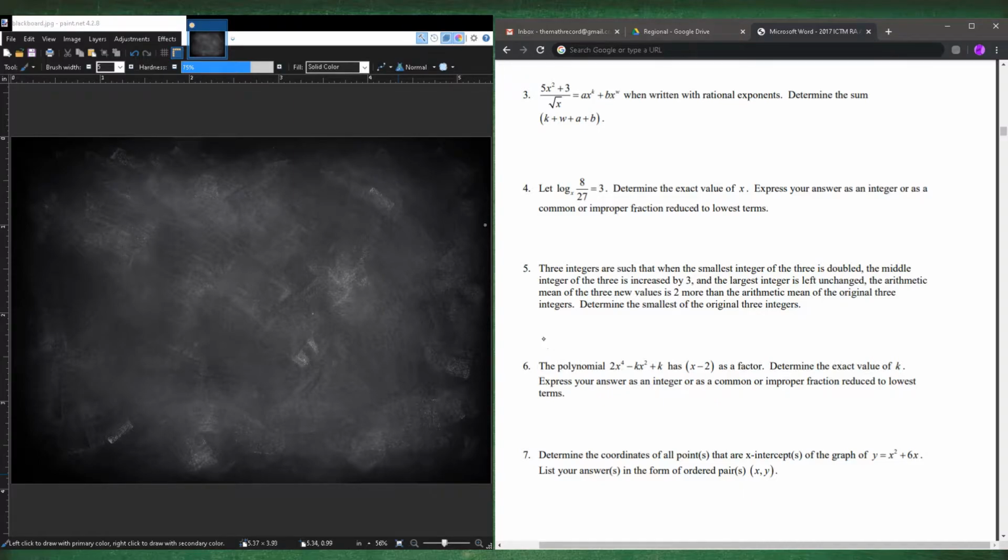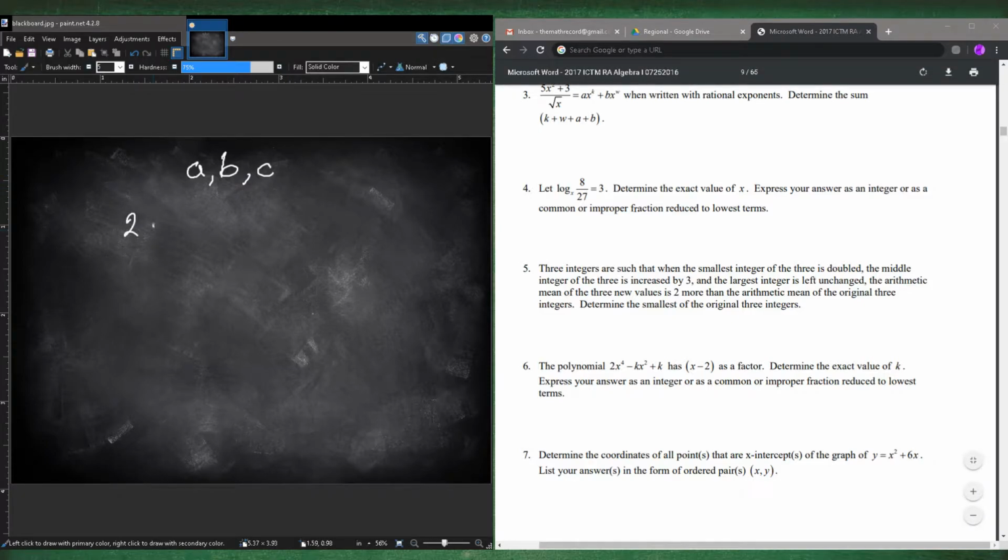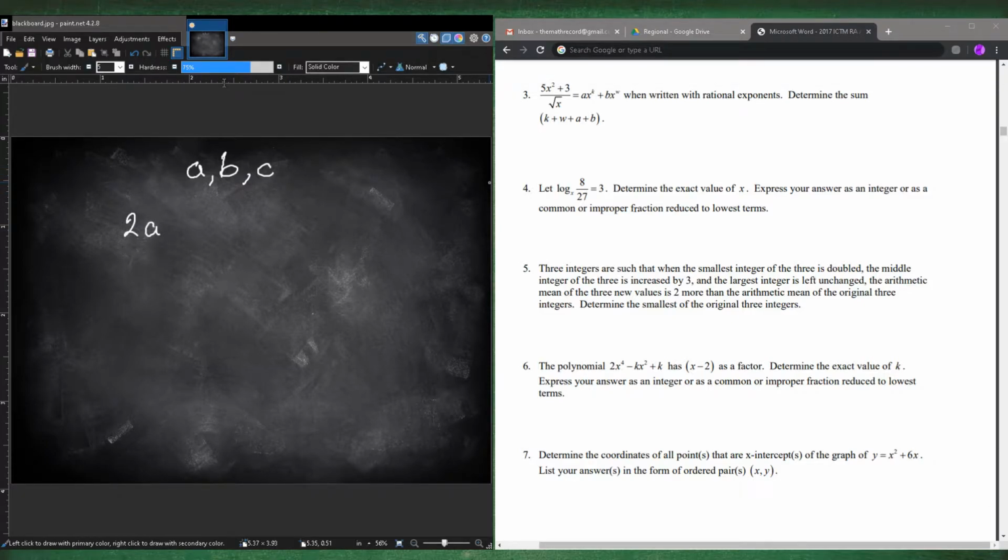Okay, so let's say we have three integers. Let's call that a, b, and c, right? So a is the smallest, b is the middle number, and c is the largest number. So the smallest of the three is doubled. The middle number is increased by 3, so b plus 3. And the largest is left unchanged.